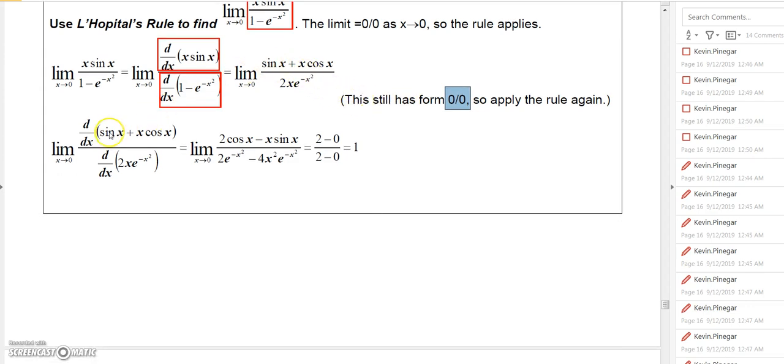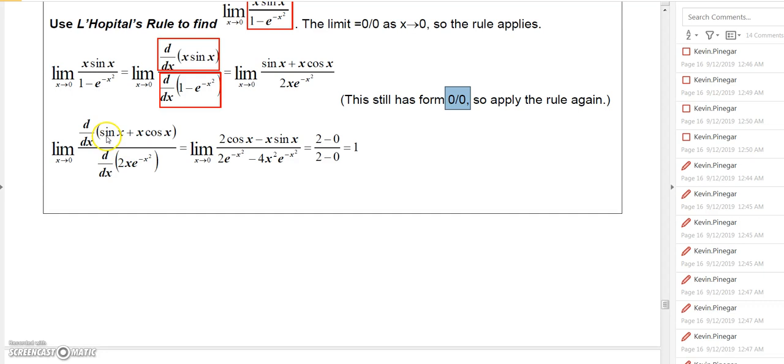So this time I'm going to take the derivative of this numerator, sine x plus x cosine x, and then the derivative of this denominator, 2x times e to the minus x squared. So again, you can go off to scratch paper and find the derivative of sine x plus x cosine x, and you'll get 2 cosine x minus x sine x. And then if you find the derivative of 2x e to the negative x squared, that's going to give you 2e to the negative x squared minus 4x squared e to the negative x squared. Now, I never said all these were going to be easy.